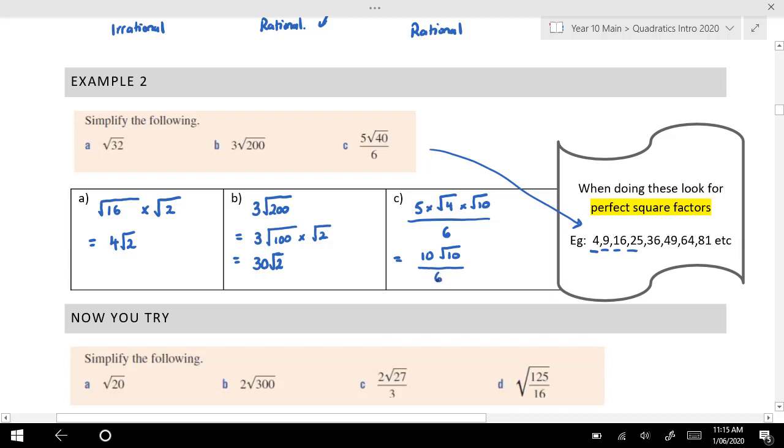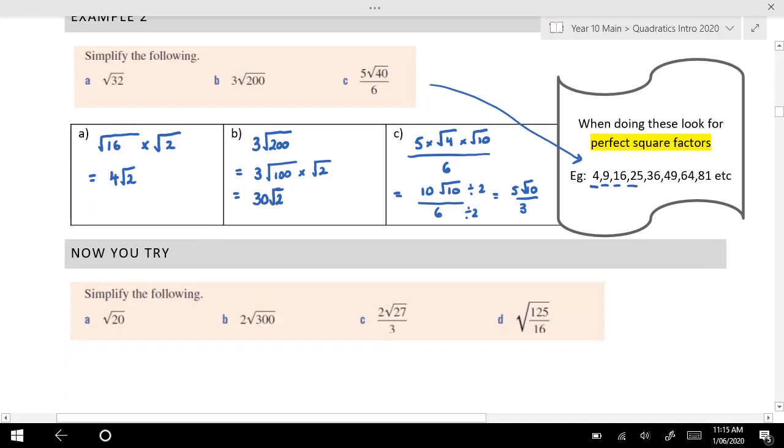But we can simplify that, can't we? Because we can divide the top and the bottom by 2, which is going to give us 5 root 10 over 3. Both of those are prime numbers, so we can't go any further.